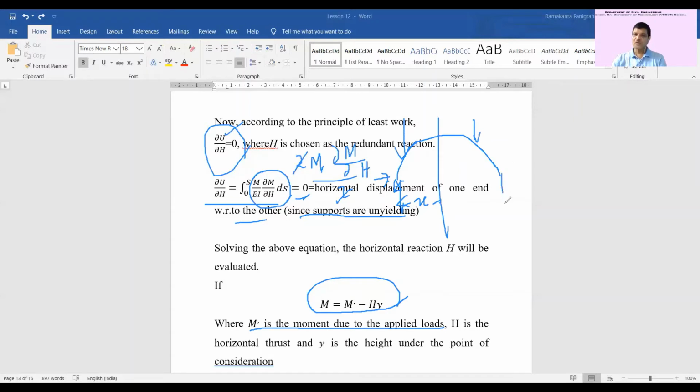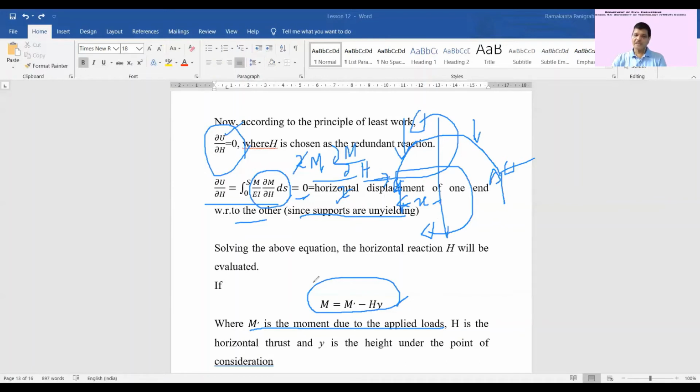So anywhere you have the loads, you can find the bending moment at a particular section. Now that minus, then there will be another equation. If you take moment, this into this will give a clockwise moment, and this H into Y will give an anti-clockwise moment. So if you are taking clockwise moments as positive, anti-clockwise is negative.